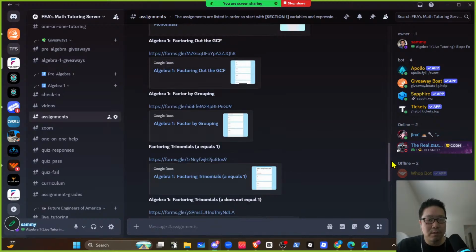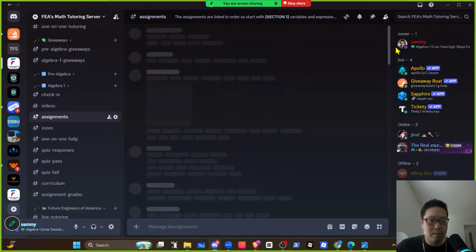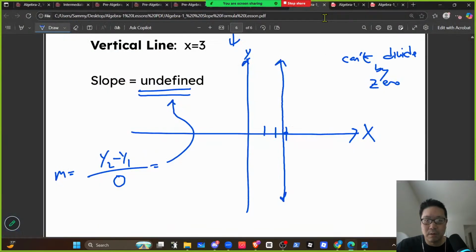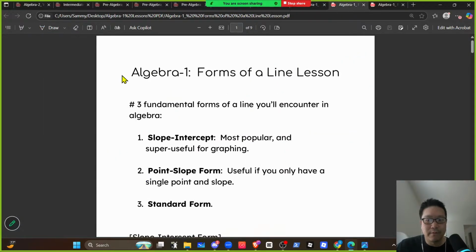All right, that's fine. So tomorrow we'll go over this thing right here, forms of a line. Would you rather do it tomorrow or today? Because we can do it today as well. Tomorrow. Okay, so tomorrow we'll go over forms of a line, and good job.